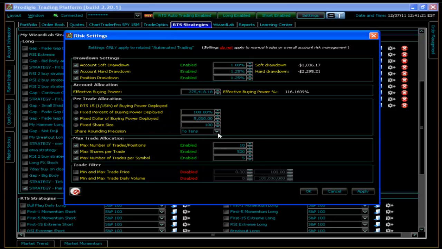And here where it says share rounding precision, we want to round down to ones. We don't want to go tens or hundreds. We want to go all the way down to ones, because we want to have it very precise. We want to know that if $5,000 divided by the value of the stock comes out to 137 shares, we want 137 shares. We want to be as equal as possible.